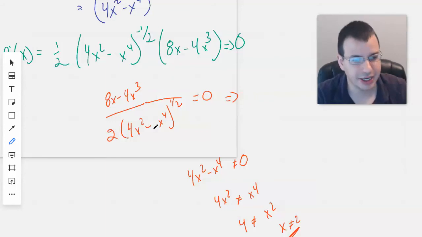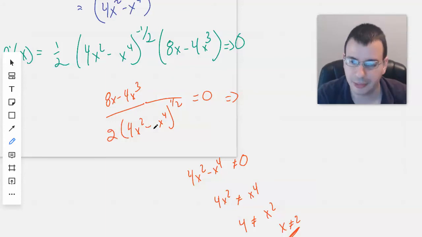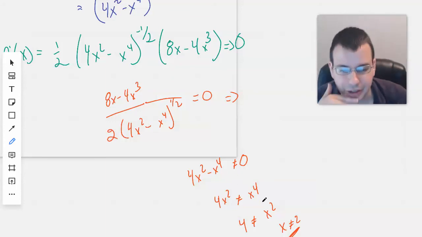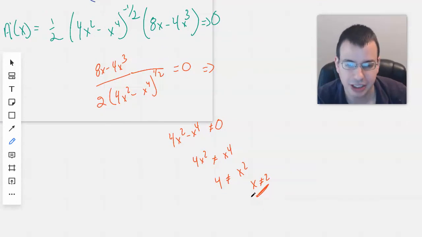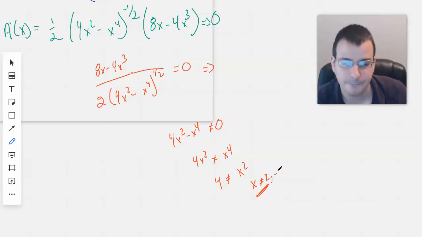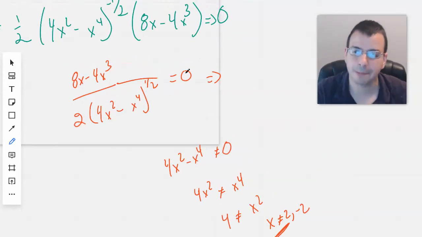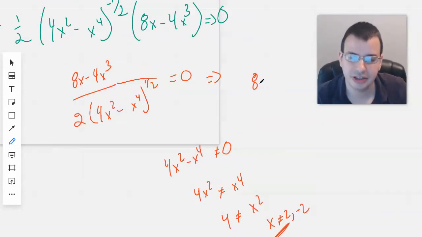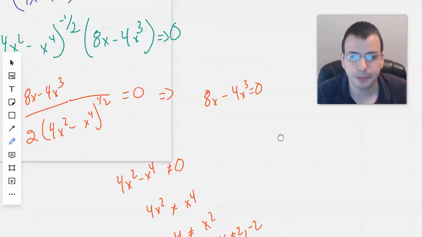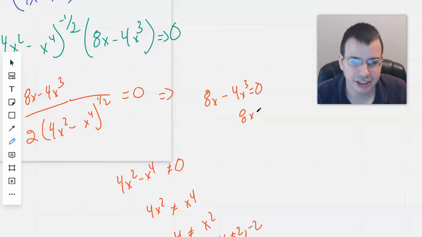Because the idea here is we can't have a 0 in the denominator. Interesting. So what we'll do is go back to the original equation and see if it works or not. Okay, so then we have 8x minus 4x cubed equals 0. 8x equals 4x cubed.